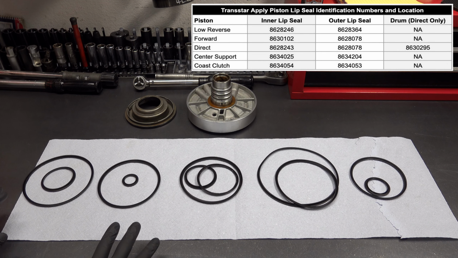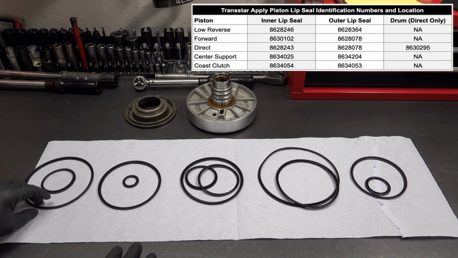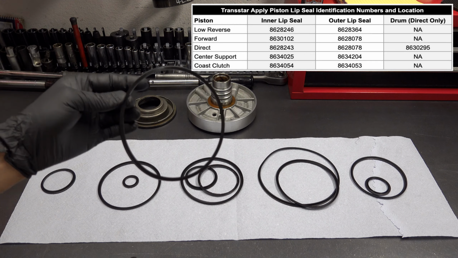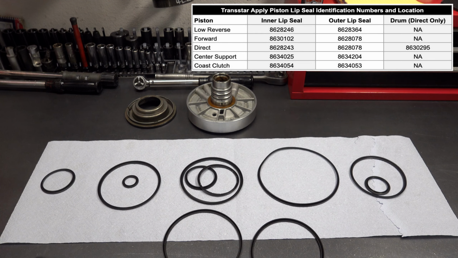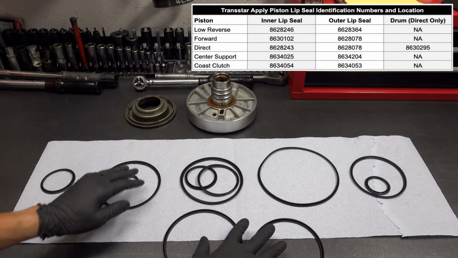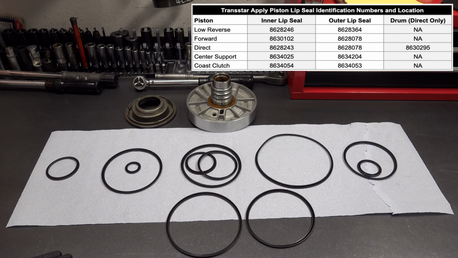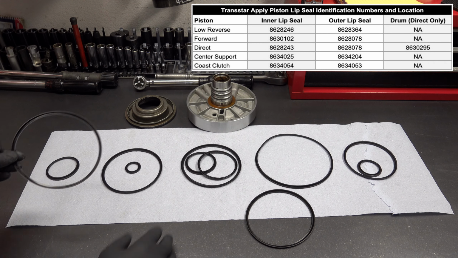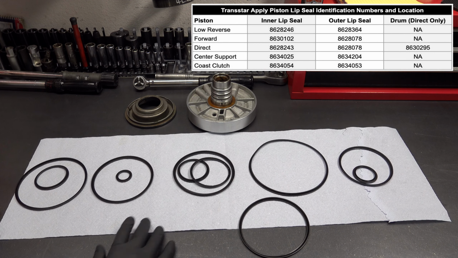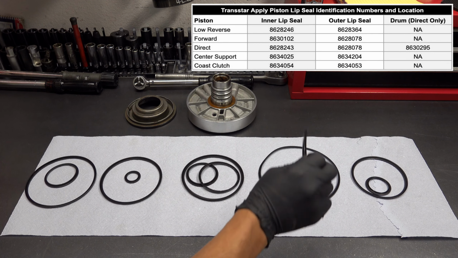The other potentially troublesome area is going to be with respect to the low reverse. This outer perimeter lip seal for the low reverse piston is by eye a little bit bigger than the inner lip seal for the center support, but again, if you're really not paying attention, you can mess it up, but it's a lot harder to do because when you try to put this onto the inner lip seal groove in the center support, you're going to see right away it's not going to fit.